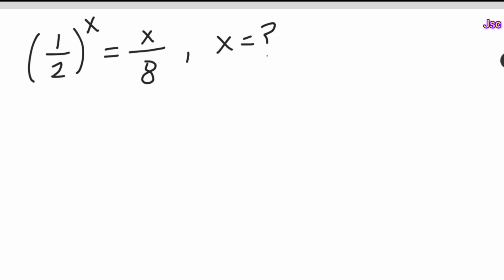Today we are going to solve this question: (1/2)^x = x/8. Our goal is to find the x value here. Observe the left hand side, (1/2)^x.